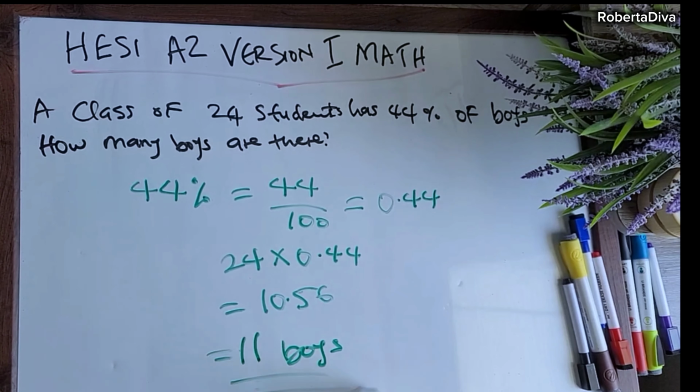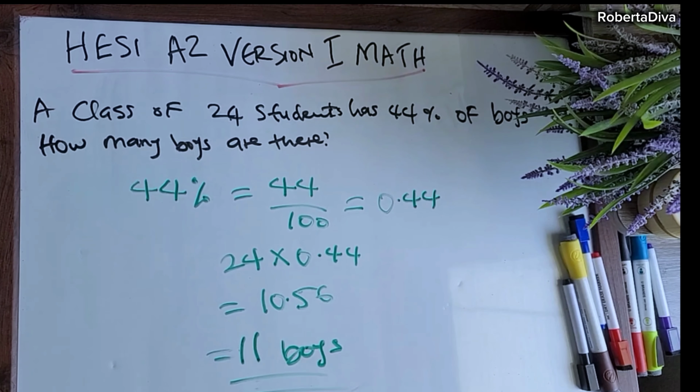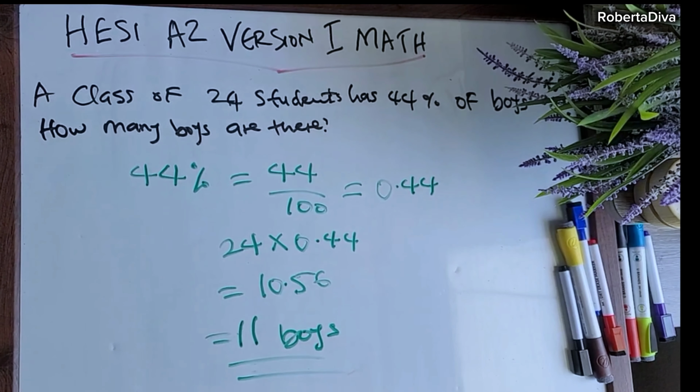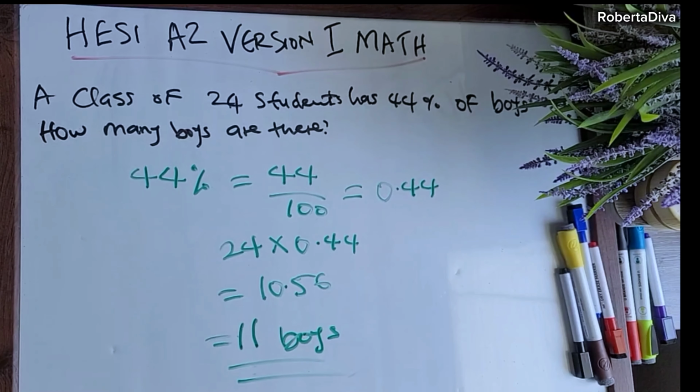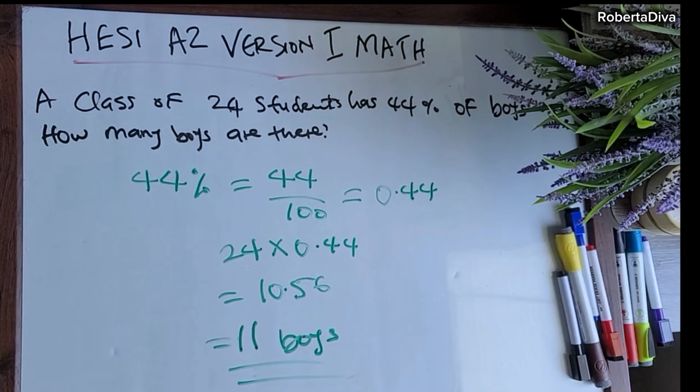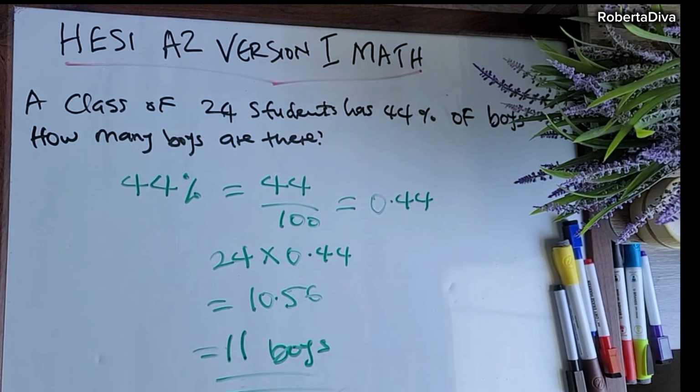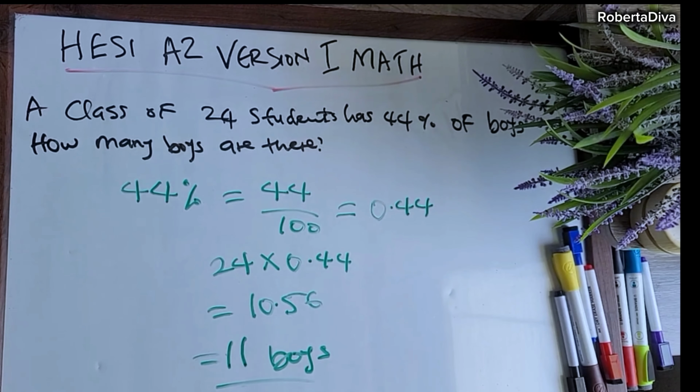Because how many boys are there? You don't have 10.6 men in there. It's supposed to be in a whole number. So the answer should be 11 boys, because you approximated. We go on from the 5 and add to the 10 to give you 11. So 11 boys are there.